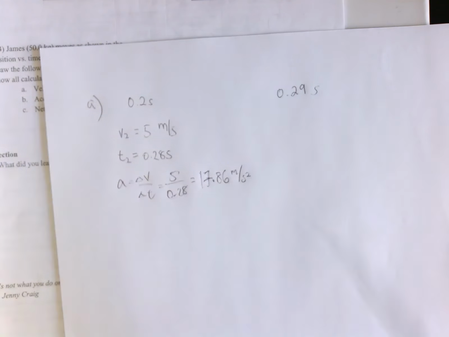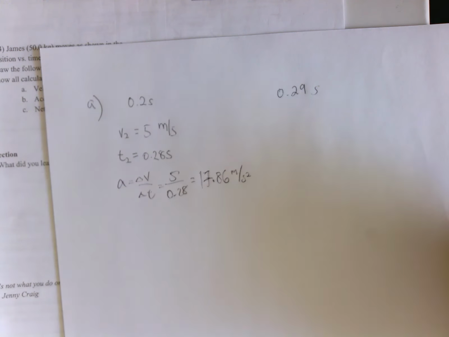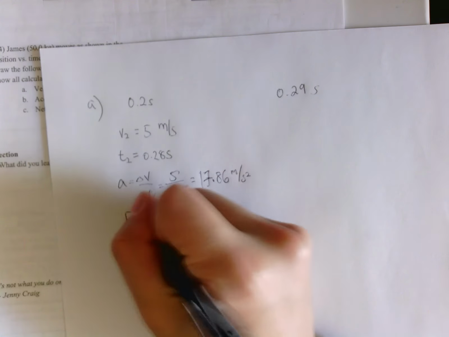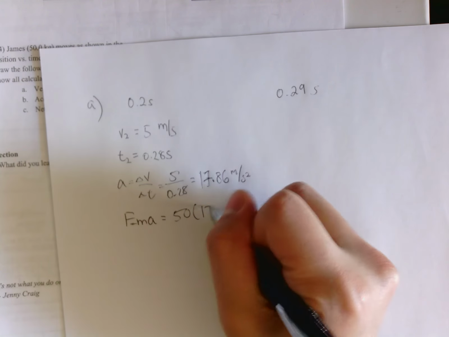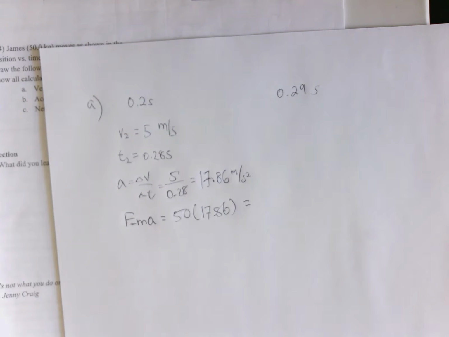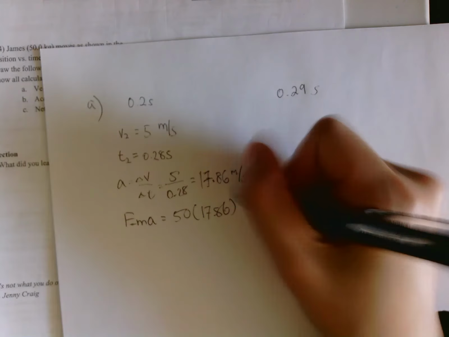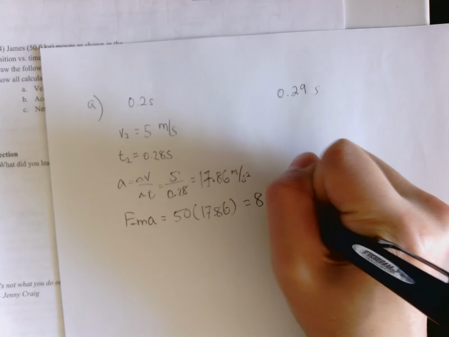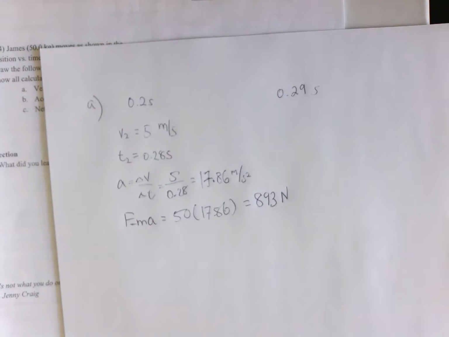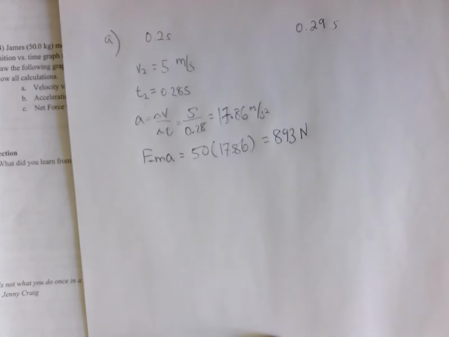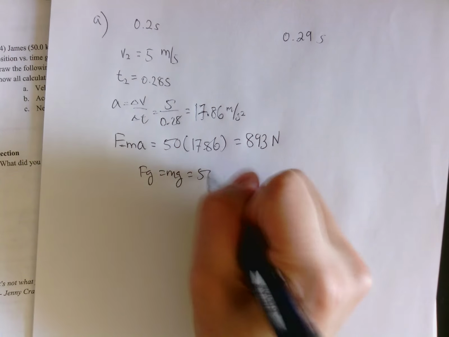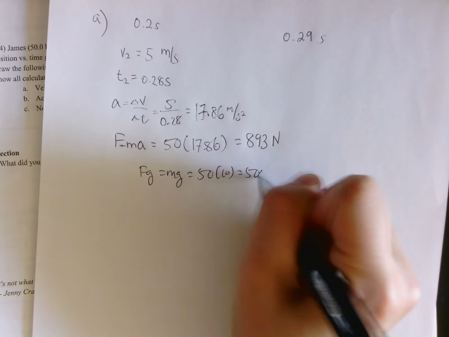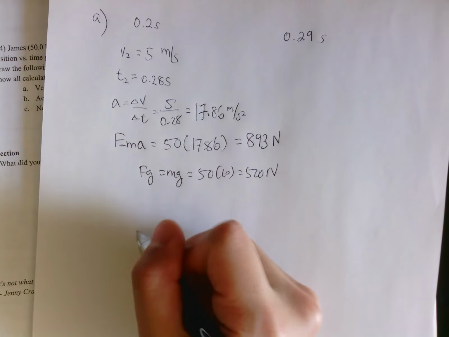That's the acceleration. So from the acceleration we can see the net force, because F equals ma, which is equal to 50 times this, which is equal to 893 newtons, which is the net force. So because we know the net force, we also know force of gravity, Fg equals mg, which is equal to 50 times 10, equal to 500 newtons. We have enough to draw the force diagram.